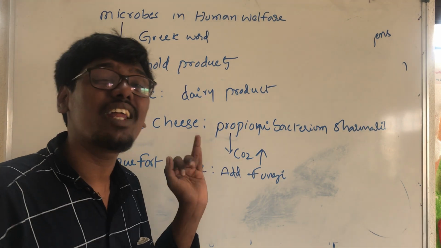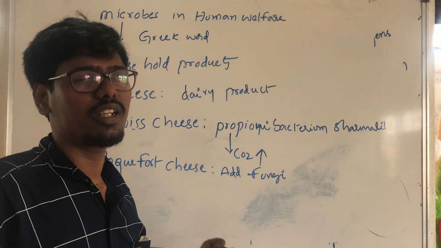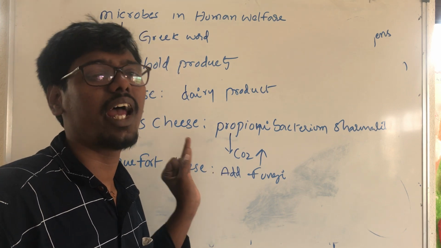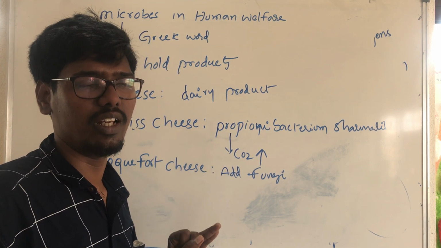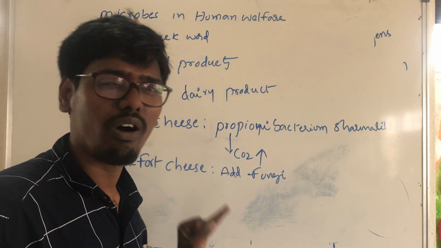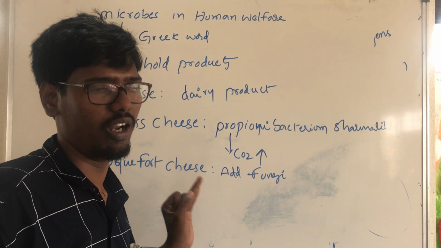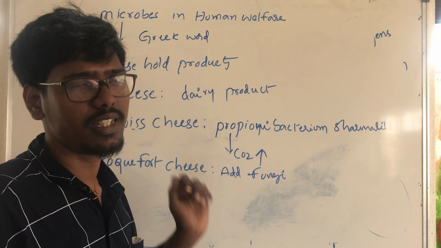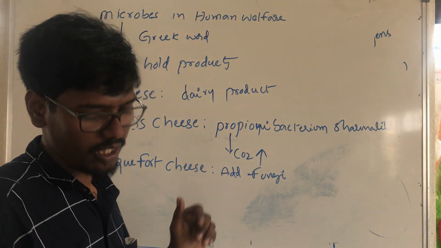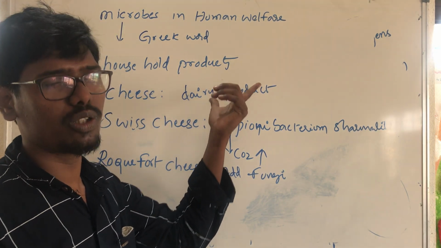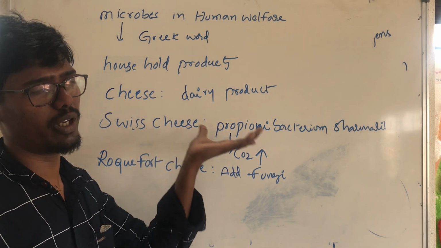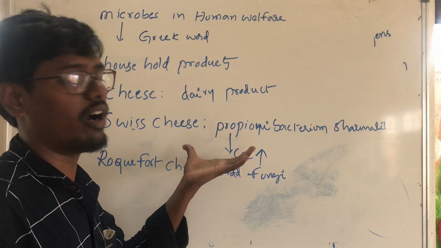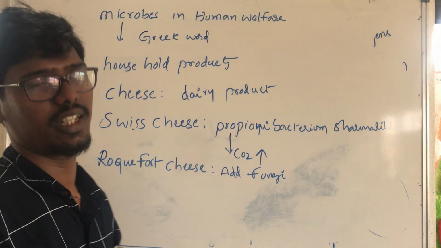Next one is toddy, which most South Indian people drink. Toddy has about 6% alcohol. It is produced from palm plant sap. Next thing is cheese, which is one of the dairy products. We add different amounts of microorganisms to give different types of flavors. So household products are completed.